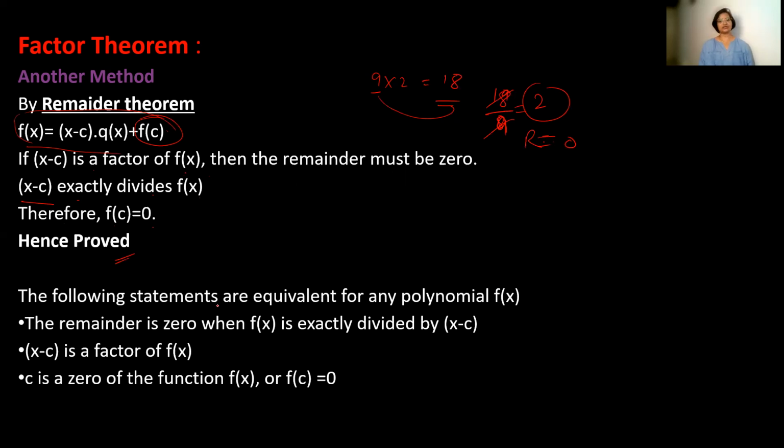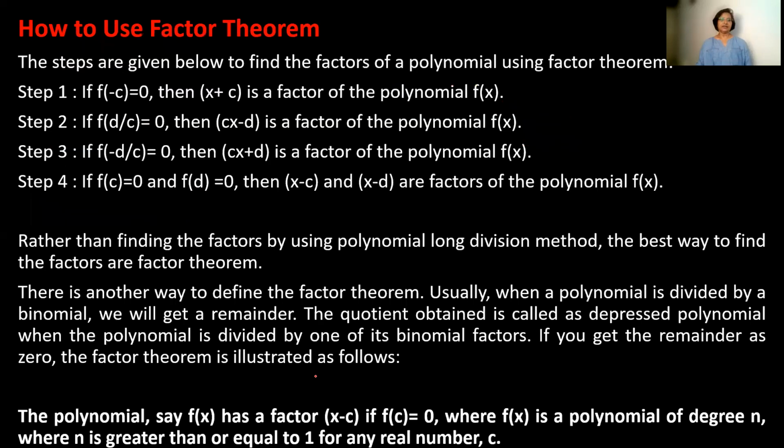There are some points to remember. The remainder is 0 when f(x) is exactly divided by x minus c, that we have proved here. x minus c is a factor of f(x), that we have proved in the previous slide. c is a zero of the function f(x), or f(c) equals 0, that we know from zeros of the polynomials, which we have learned. Now we will learn how to use the factor theorem.